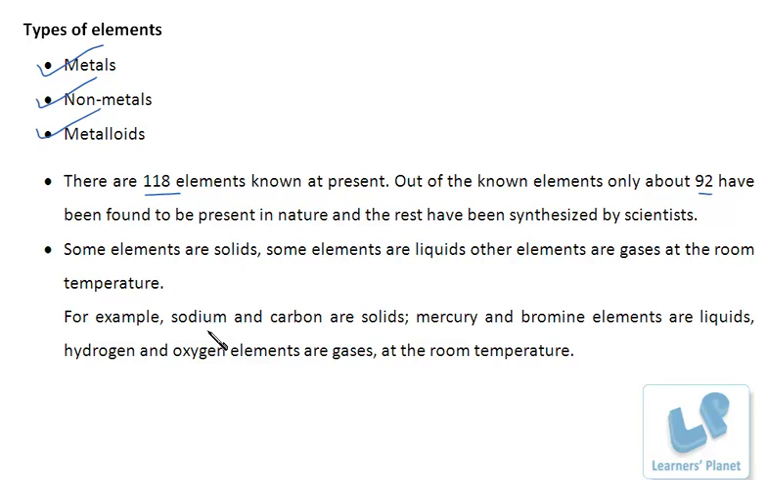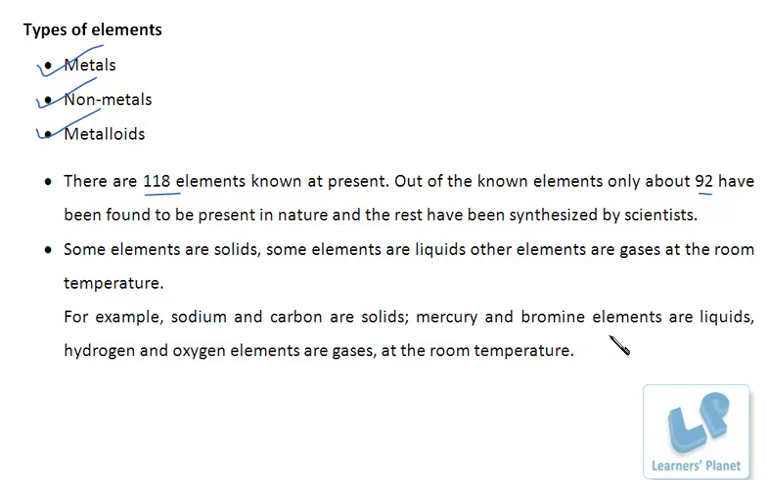Some elements are solid, some elements are liquid and some are gases at room temperature. For example, sodium and carbon are solids. Carbon exists as coke or carbon. The allotropes of carbon are graphite and diamonds. Carbon fibers are also there. So it exists as a solid. Sodium is found as sodium pellets. So these are solids.